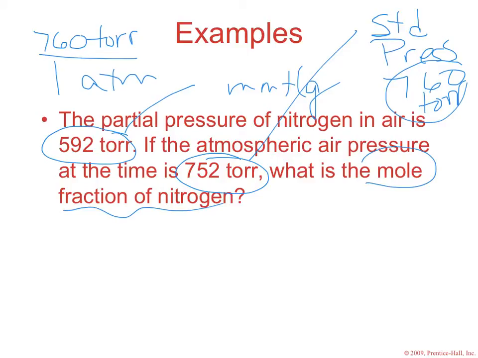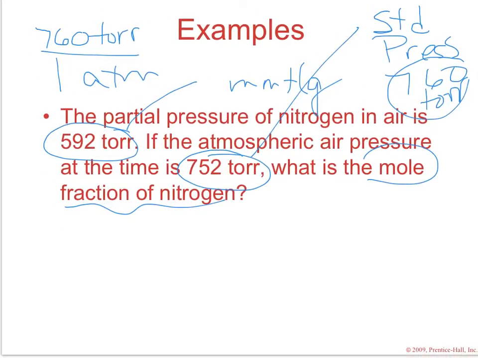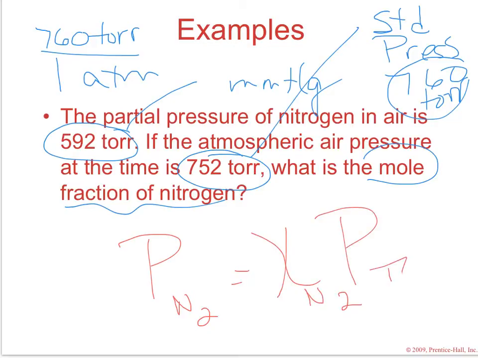Okay, so what is the equation we just learned that relates pressure to mole fraction? That equation said that the partial pressure of any gas, and in this case we're talking about nitrogen, equals the mole fraction of that gas times the total pressure of the mixture. Now the total pressure of a mixture of air is simply atmospheric pressure.